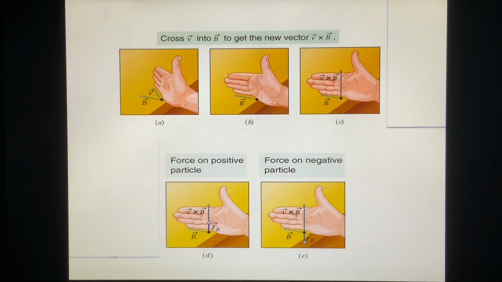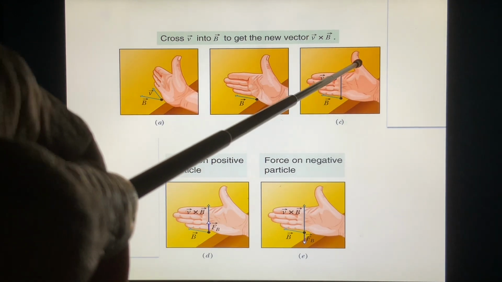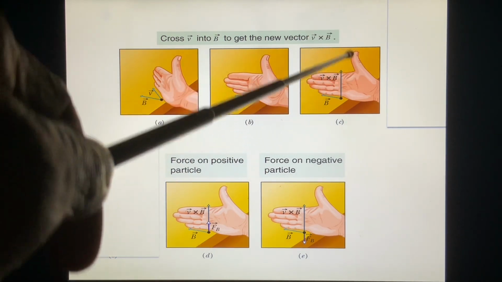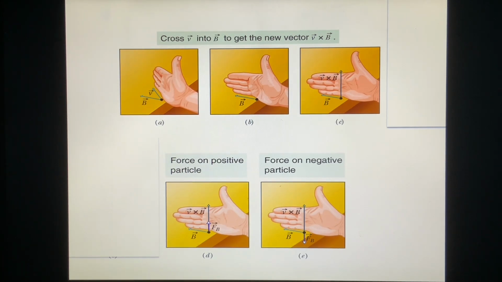V cross B. First, we use our right hand and extend 4 fingers along the direction of V. Then we rotate from the V direction to B. Okay, so the extended thumb is the direction of V cross B.